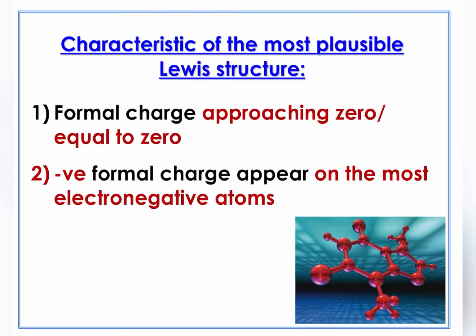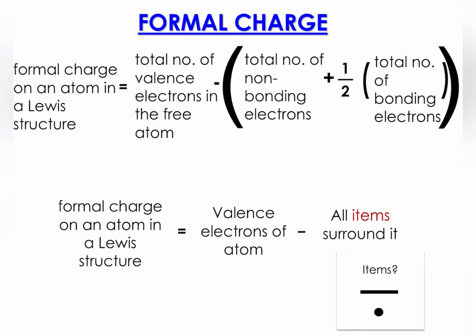So how do we know the character of the most plausible Lewis structure? As I mentioned before, the formal charge should be approaching zero or equal to zero. And one extra point here, you have to know that the negative formal charge will appear on the most electronegative atom. This depends on which molecule you have. In order to determine the formal charge, we have to use a specific formula.